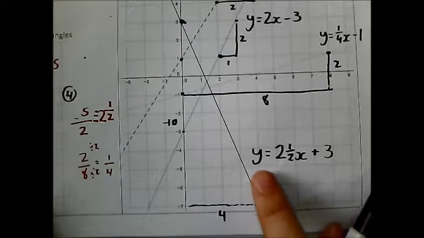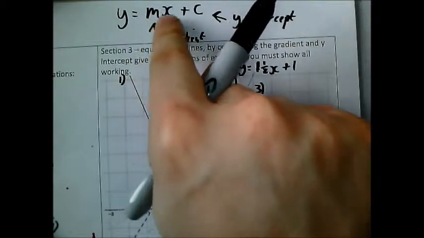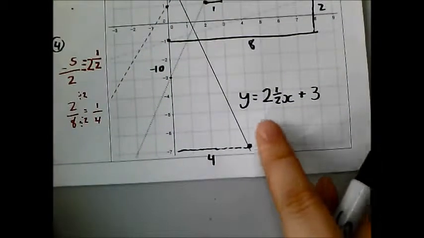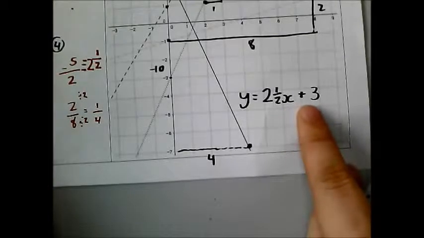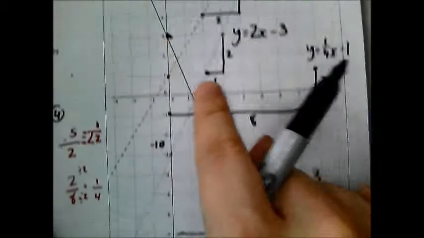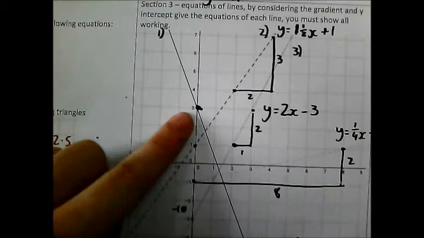So, I've labelled it y equals 2.5x, because m is the gradient, and the x stays as the x coordinate. So the gradient was 2.5, so y equals 2.5x, and I need to add it by where it crosses the y-axis, which is 3. So it's y equals 2.5x plus 3, because it crosses the y-axis at 3.